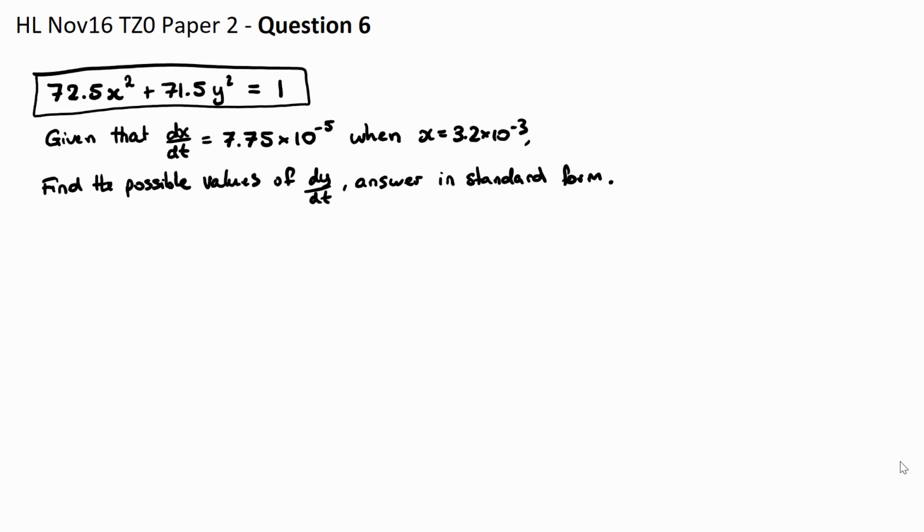Okay, so what we want to first do is sub the x value into our original equation to find what y equals. So let's go ahead and do that. Sub in x equals 3.2 × 10^-3. So let's get our calculator out.